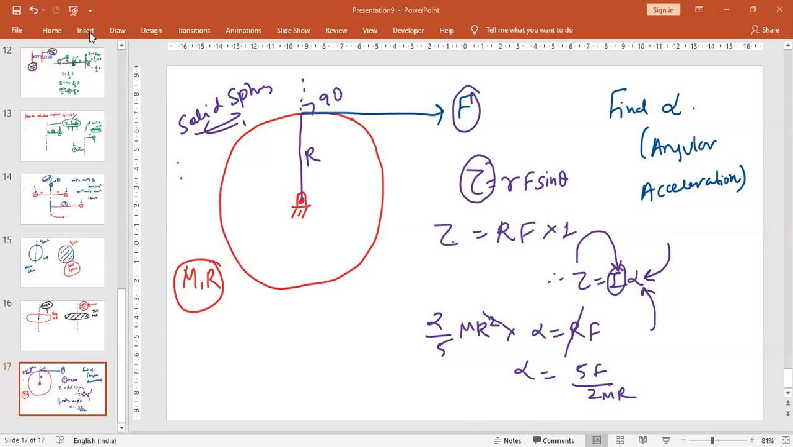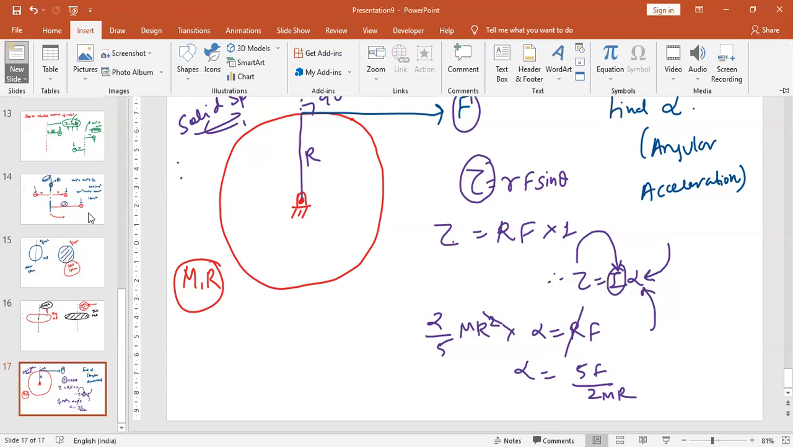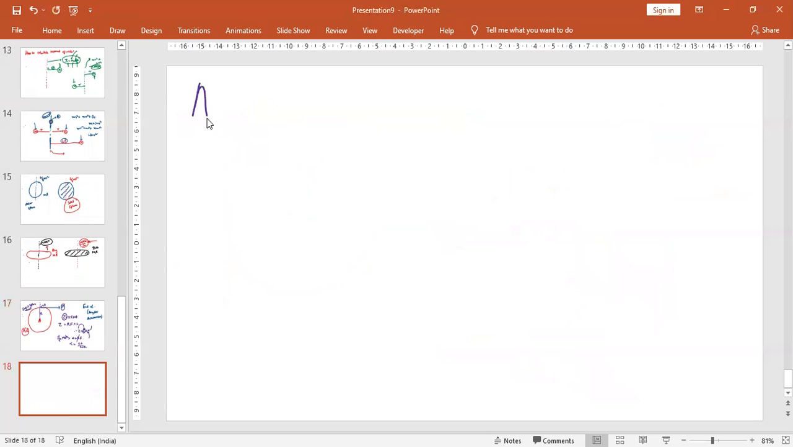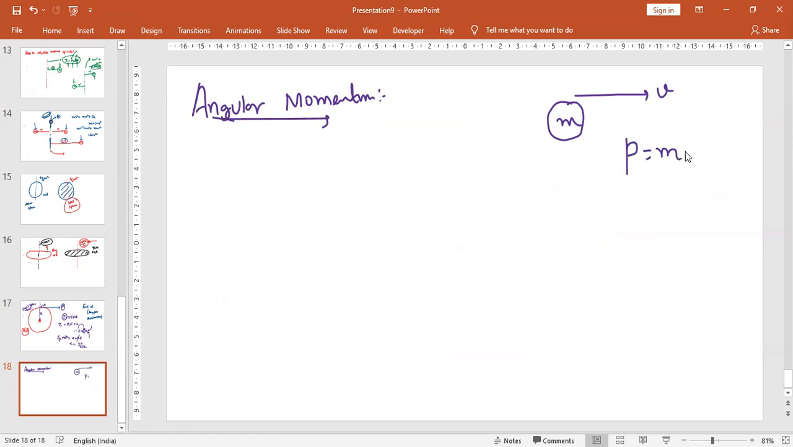Now, there is one very important other thing, that is how to calculate angular momentum. Like we have linear momentum. Suppose that we have a mass m moving with velocity v. Then we have linear momentum given by mass into velocity, and we can put direction i cap. So i cap will represent that the mass is moving in the positive x direction.